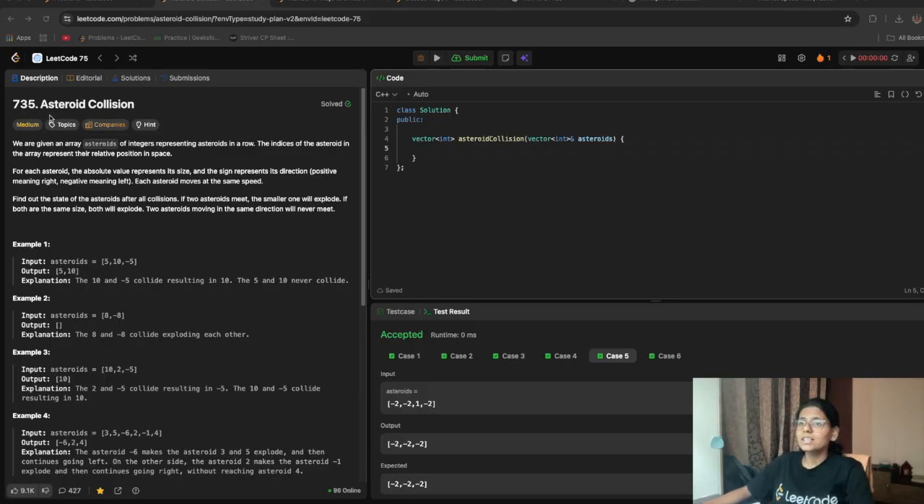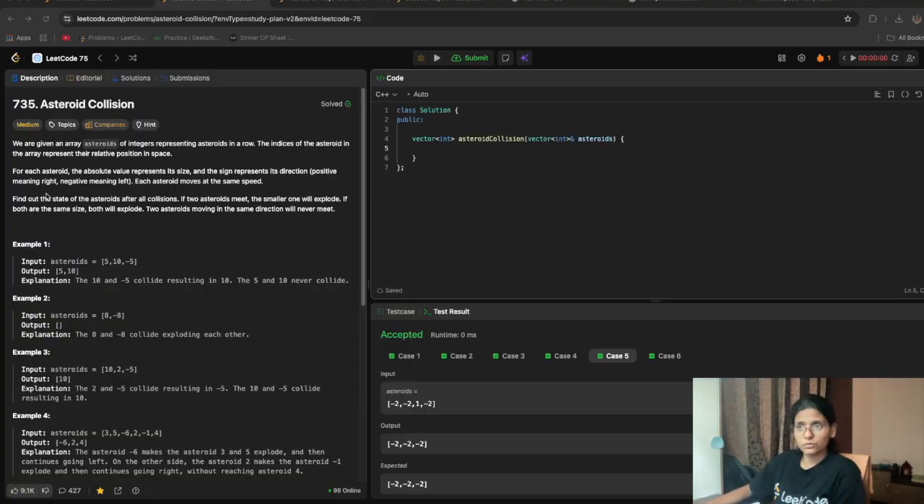The question is 735, fifth question basically. It's Asteroid Collision. And what does the question say? We are given an array asteroids of integers representing asteroids in a row. The indices of the asteroids in the array represent their relative position in the space. Basically the indices are the positions, like first position, second position, third position. Likewise, the indices are the position of that asteroid.